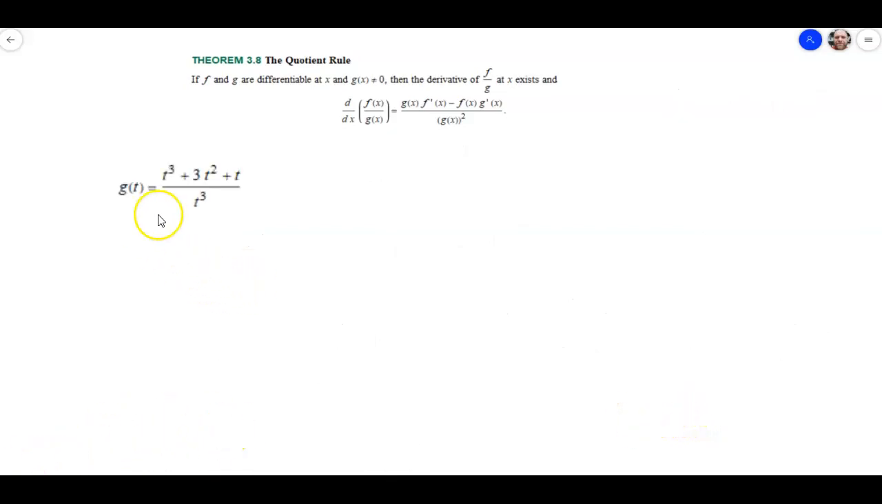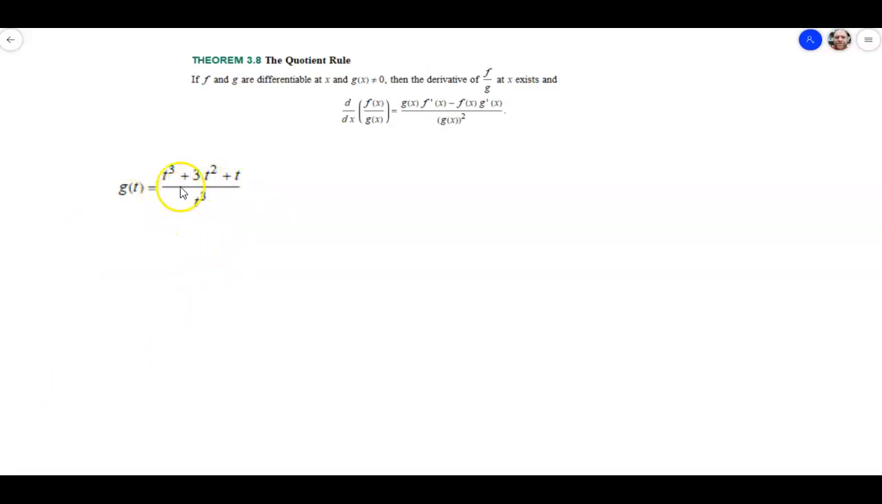And finally, let's take a look at this example. So go ahead, try to set this up either as a product rule or as a quotient rule, and then we will go ahead and work that one out. So go ahead and do that now. When you're ready, unpause.